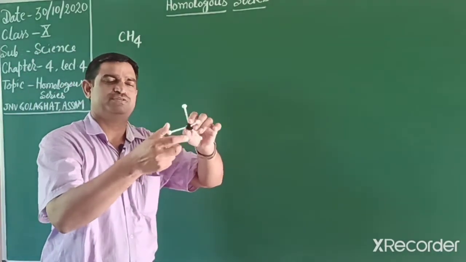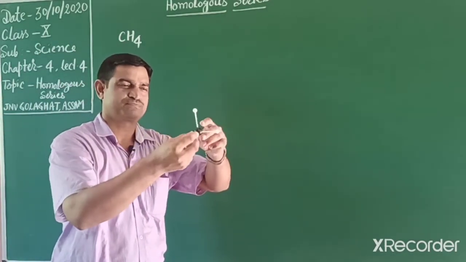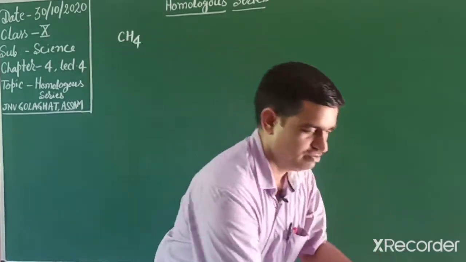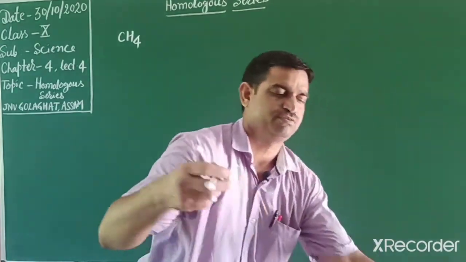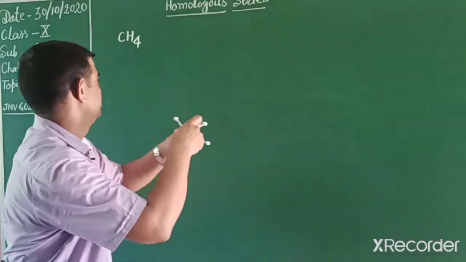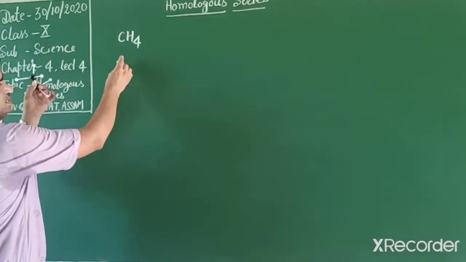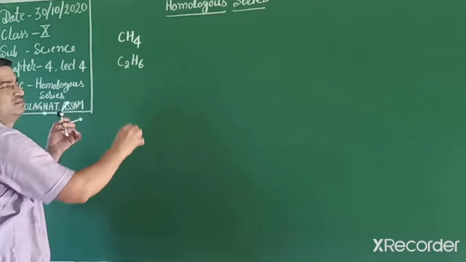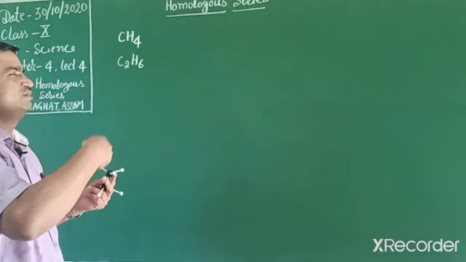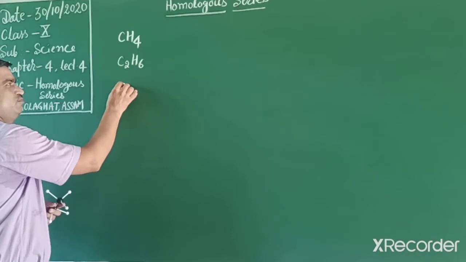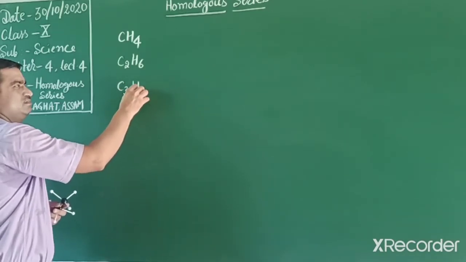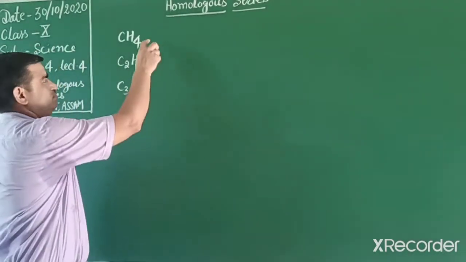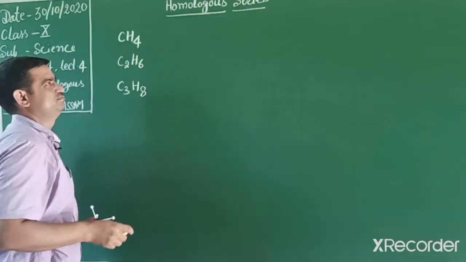If we want to make the next member of its series, what do we have to do? We attach another carbon. So with 2 carbon, the molecular formula is C2H6. When we add one more carbon, the molecular formula is C3H8. We discussed this earlier. Their names are methane, ethane, propane.